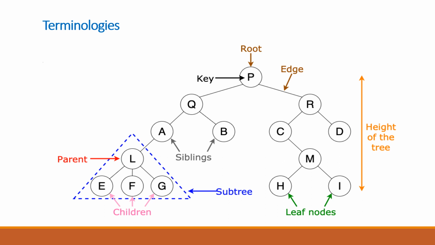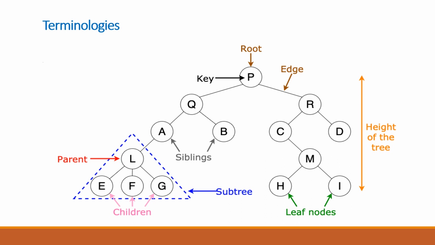Then siblings. Two children coming from the same parent, we call them siblings. Then parent. Here is one example: E, F, G, those three are the children, so that parent is L. The last is the leaf node. H and I are the leaf nodes, and their parent is M.